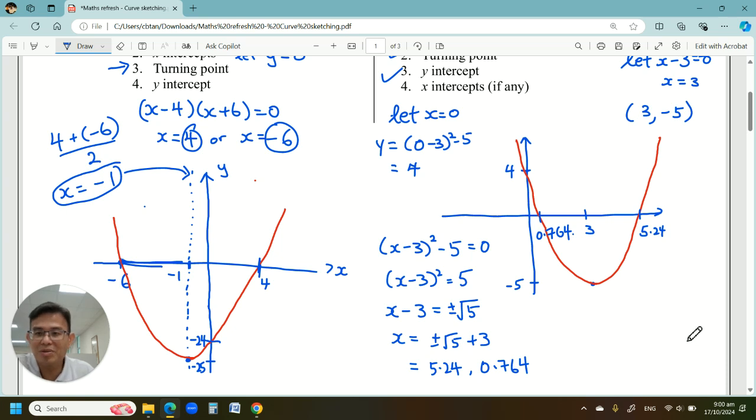Right? So this kind of question will always come out and it's most probably about 2 marks. Sometimes can go up to 3. Right? So make sure you secure this mark.